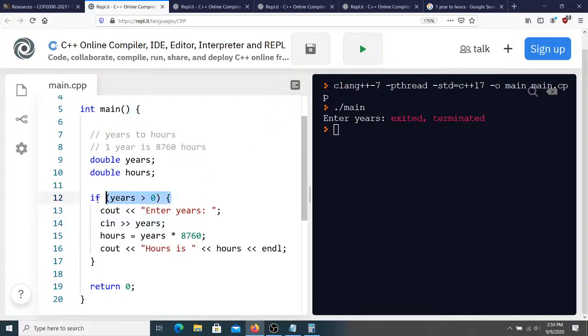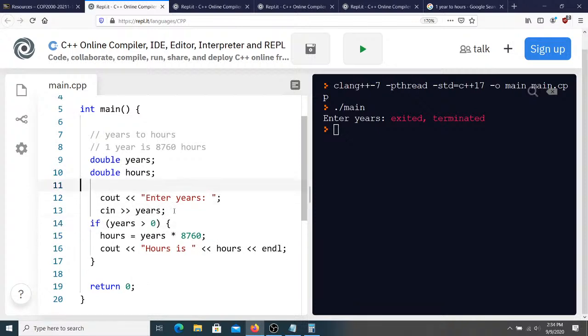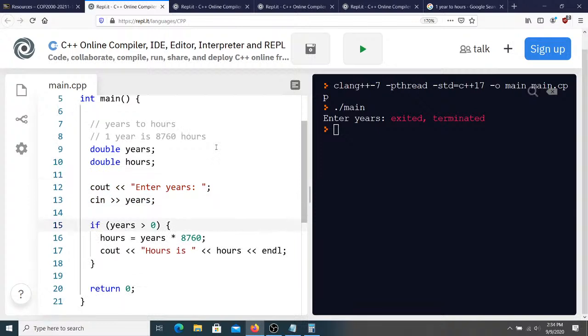So what do we want? We want to put this over here, because at this point we do have the number of years. Okay, clean that up a little bit. And then, like I mentioned before, it's always good to have this else that says invalid input.